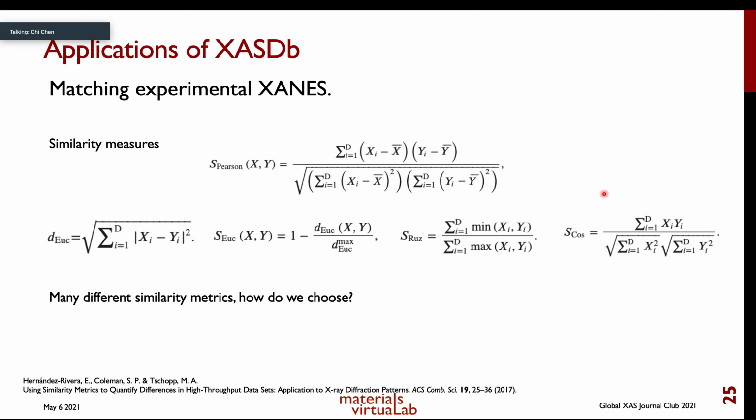The first application of the database that we had was to try to match with experimental XANES. This actually answers Jared's question earlier. So how do we do the matching? It relies on similarity calculations. For each pair of spectra, we can calculate an index or similarity measure. There are many different similarity metrics that we can choose, for example the Pearson correlation, the Euclidean distance or the Euclidean similarity, things like that.